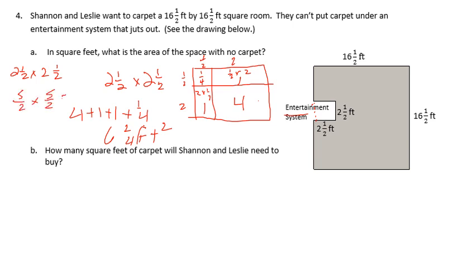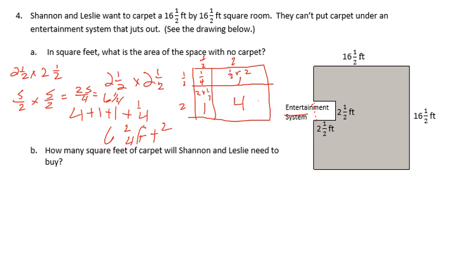2 1/2 times 2 1/2, which is 2 times 2 is 4 and 1 is 5. So that's 5 halves times 5 halves, which equals 25/4. And I know 4 will go into 25 6 times with 1/4 left over.